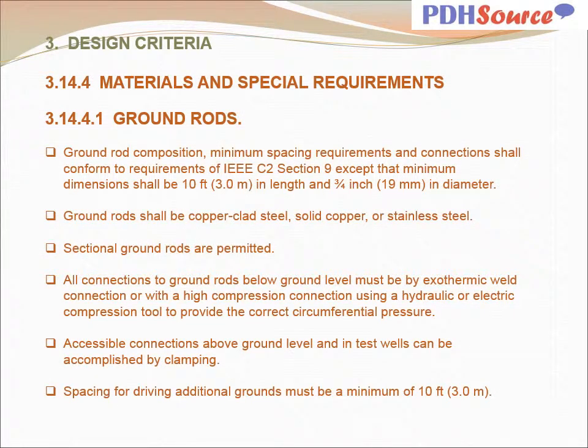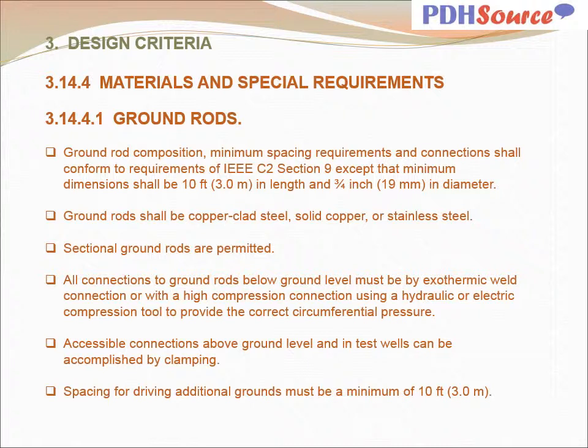Ground rod composition, minimum spacing requirements, and connection shall conform to the requirements of IEEE C2 Section 9, except that minimum dimensions shall be 10 feet in length and 3/4 inch in diameter. Ground rods shall be copper-clad steel, solid copper, or stainless steel. Sectional ground rods are permitted.